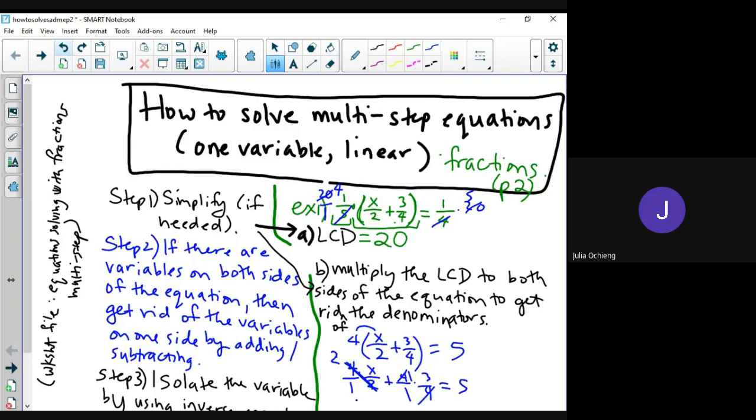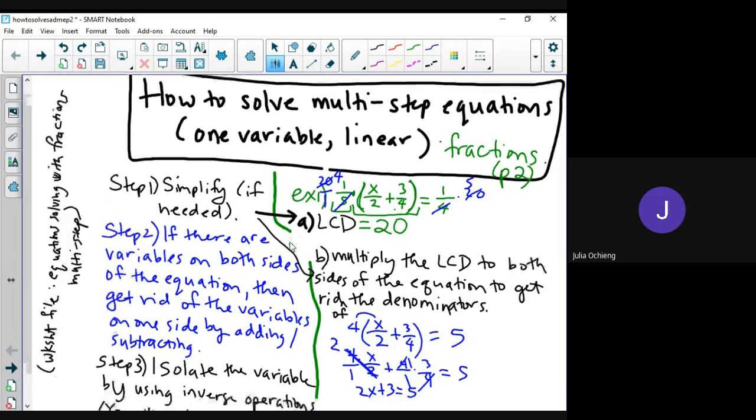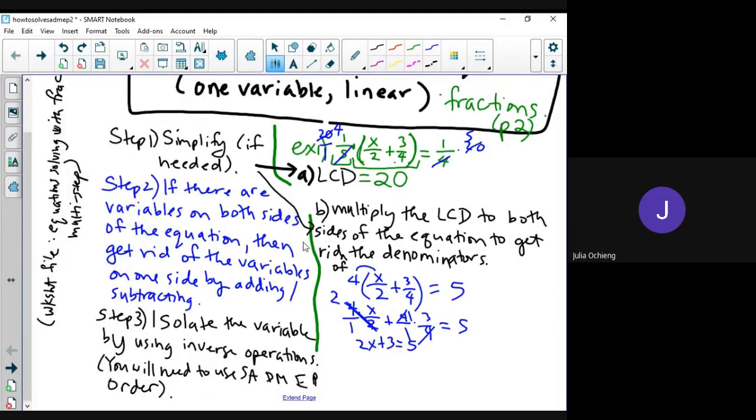So 2 times x here is 2x. 3 times 1 is 3. 2x plus 3 equals 5. Okay. I have now gotten rid of the fraction, which was making this problem look harder than it needed to be because I was uncomfortable with it. So I have done step 1. So now I can jump to step 2.